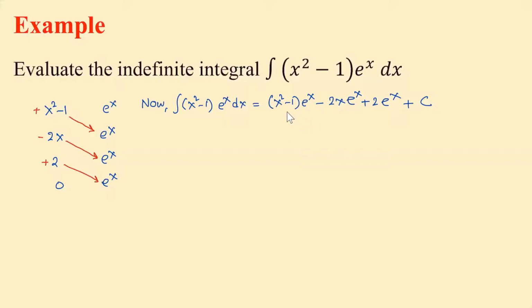Now let's simplify this one. In these three terms, first, second, and third, e to the x is a common factor, so we can factor that e to the x out. From the first, we have x squared minus 1. In the second, we have minus 2x. And in the third, we have plus 2. This is equal to, let's simplify, x squared minus 2x. Then here we have 2 minus 1, which is plus 1, times e to the x. And we have the constant of integration c. So this is the value of the indefinite integral given here.